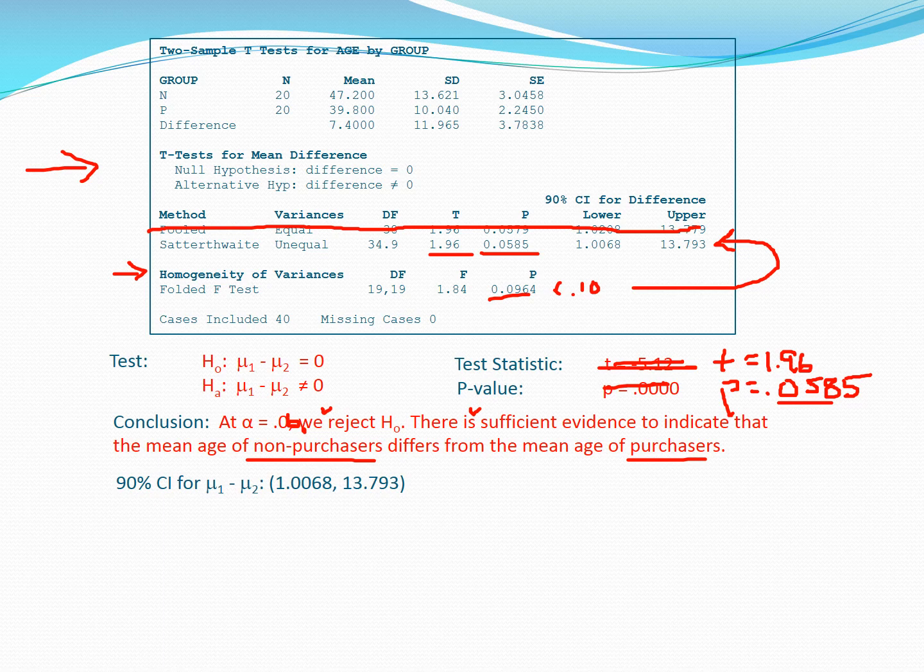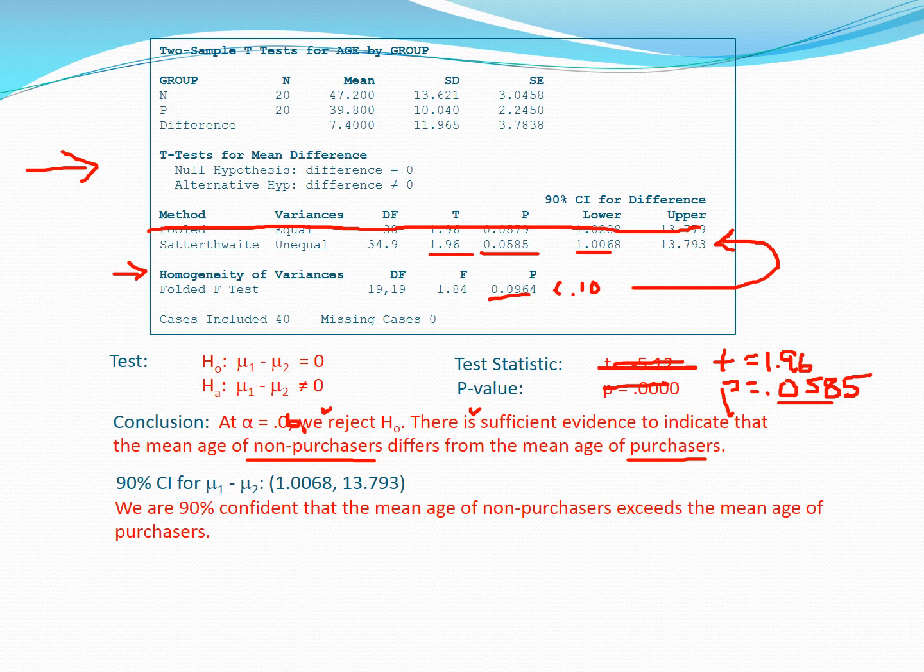How would you interpret the 90% confidence interval? There it is. You can see I copied and pasted, but then I changed that. The 1.0068 to 13.793. The positive, right? What are you going to say? You're going to say the mean of the first group is what? Bigger than the mean of the second group. That's how you interpret an interval with two positive endpoints.